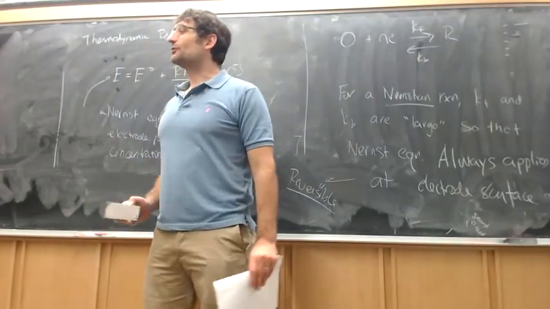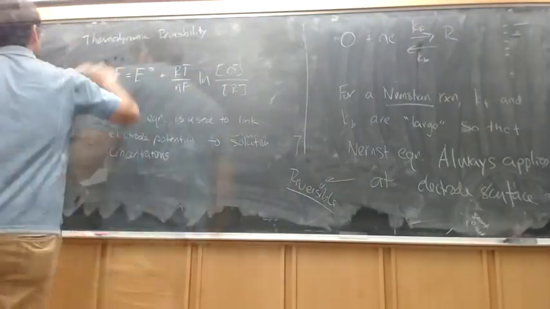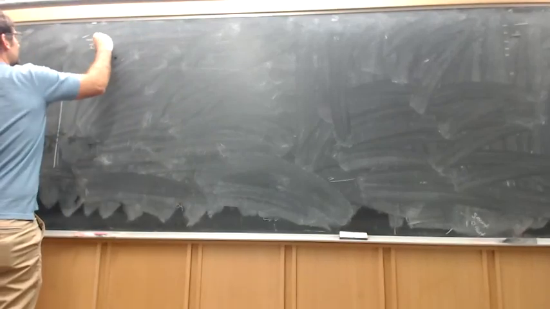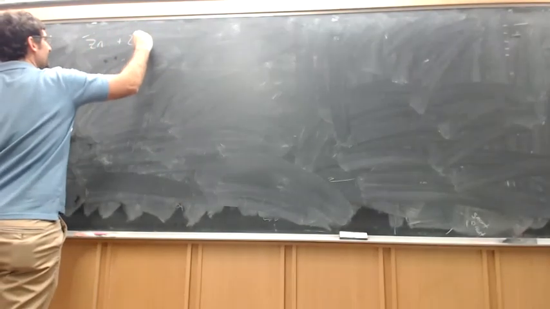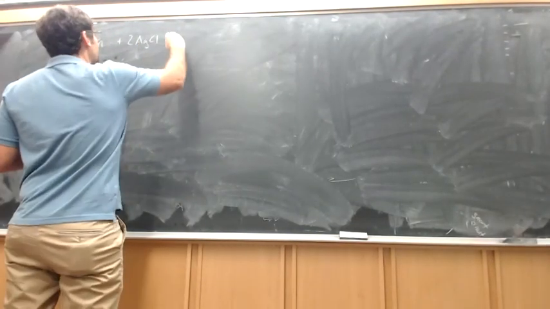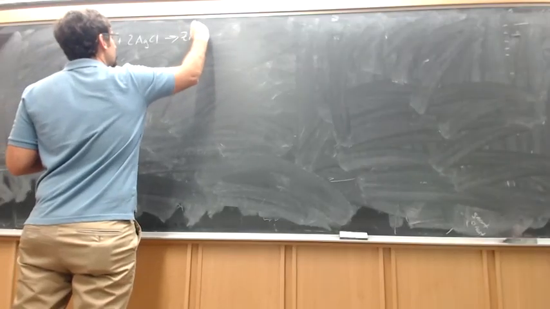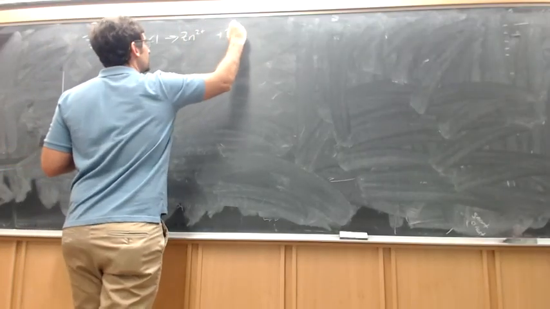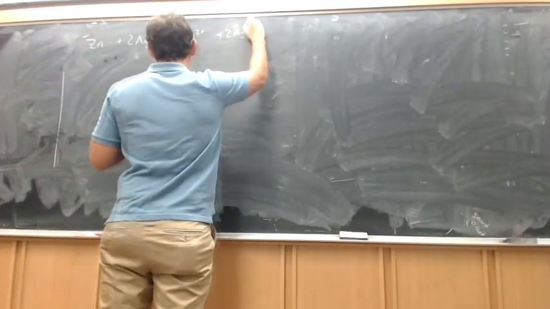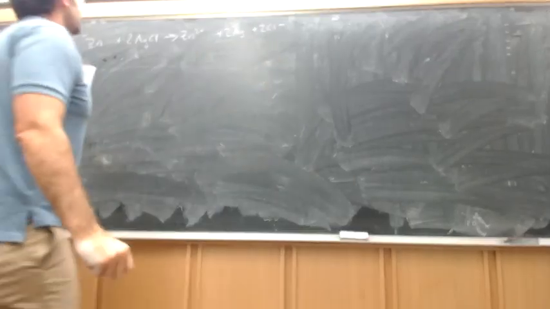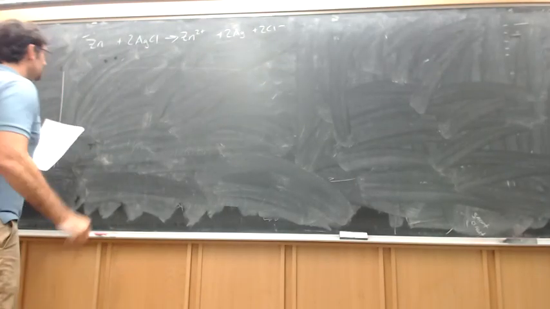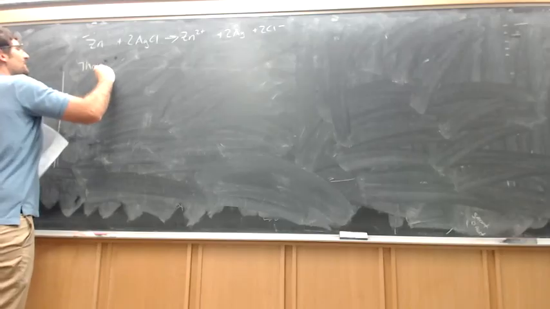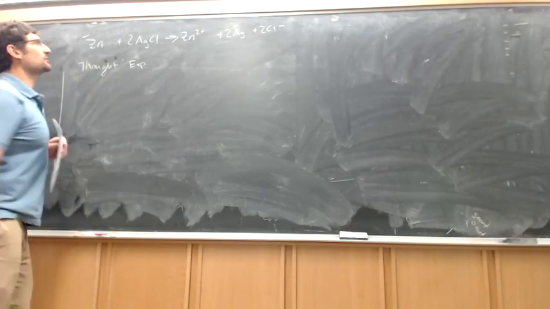Okay, we're going to end with one last thought experiment. So let's take a reaction. Zinc plus 2AgCl goes to Zn2+ plus 2Ag plus 2Cl-. Okay, so there's a reaction. So let's do a thought experiment. How would I measure delta H for this? How could you measure delta H?